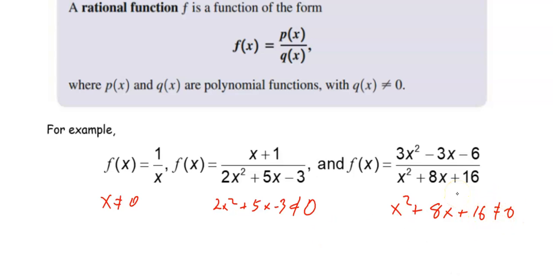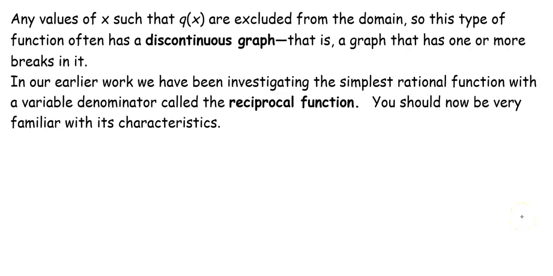Denominators of fractions can never equal 0. When it does, we are going to have a discontinuous graph. We're going to have a discontinuity of some kind. So remember, any values of x such that q of x, the denominator, equals 0 are going to be excluded from the domain. Any value of x that I can plug in that will make the bottom 0 cannot work. They are not part of my domain.